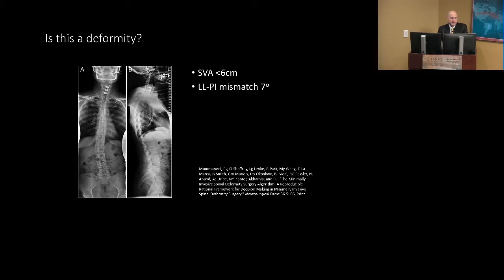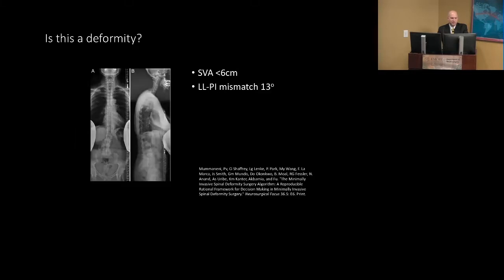So this is a patient who has an SVA of less than 6 centimeters. Their lumbar lordosis pelvic incidence mismatch is about 7 degrees. They've got a slight lumbar curve. So is this deformity? I don't know. Probably not. I think if any of us saw this in the office, you probably would say not a spinal deformity. So what about this?